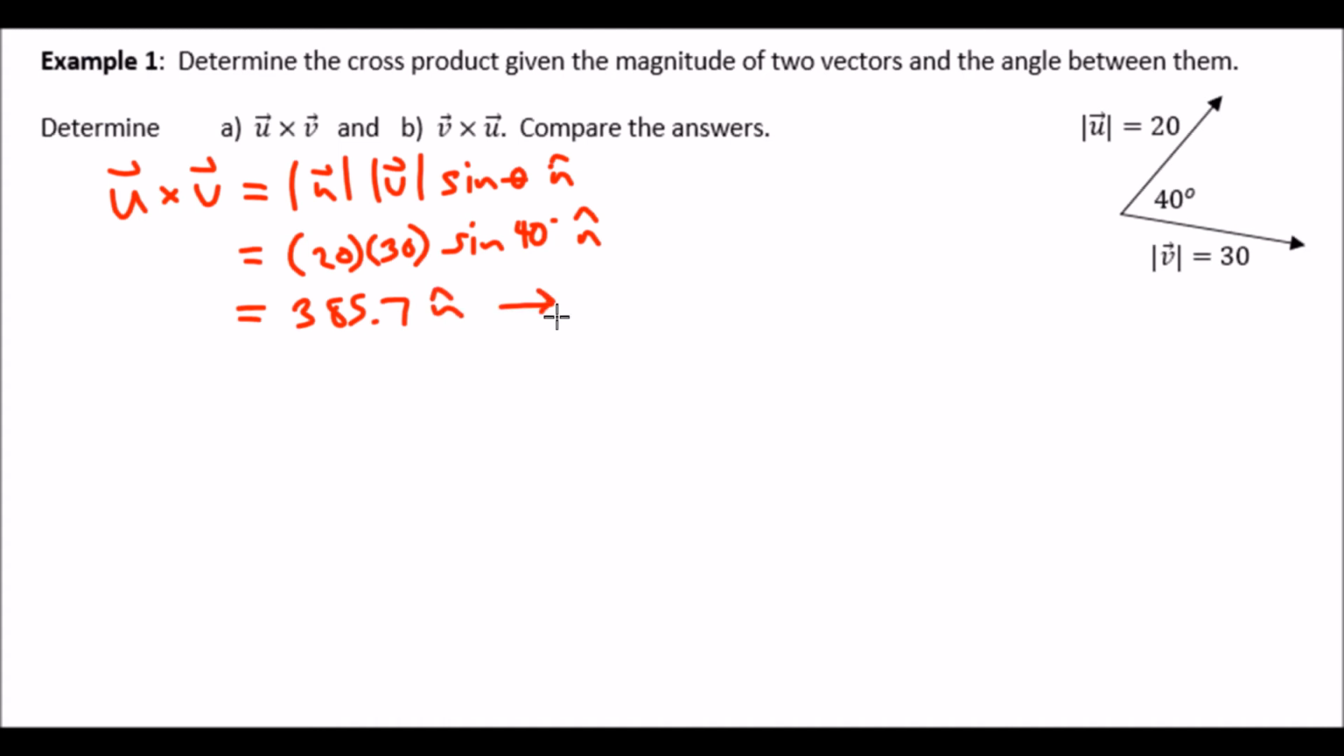What is my n hat? So again, since u is first, use my index finger. This is my middle finger. I line it up. So u is on here, or my index finger is on here. My middle finger is on here, and if I do it with the right hand, I can see that it's going into the page, so it's going to be a circle with an X through it. That means it's going into the page using the right hand rule. Alright, if I want to do the other one, so here I want to do v cross u.